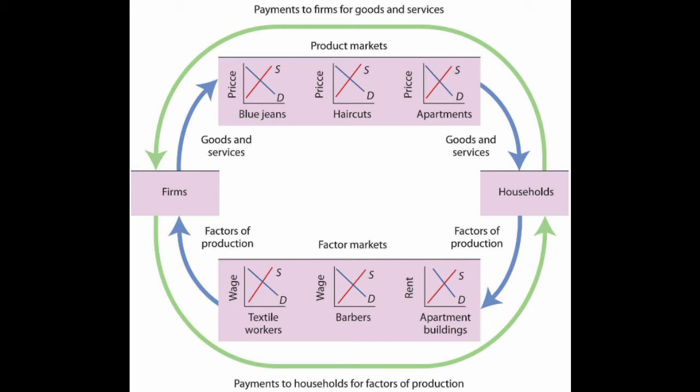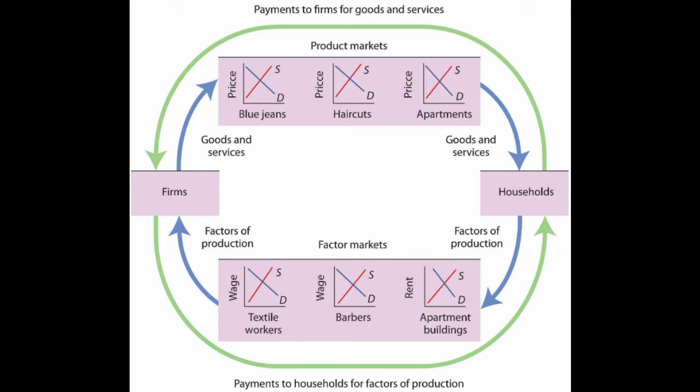So households provide this labor in one form or another, depending on their skills, to firms, which use this factor of production, labor, and the skills within that labor to produce a range of goods or services. Those goods and services can be provided in what we call product markets. So in those product markets, you may see goods like blue jeans, haircuts, apartments for rent, all being provided as forms of goods and services. And who's going to consume those goods and services? Households. The same households that are providing the factors of production in the form of their labor.